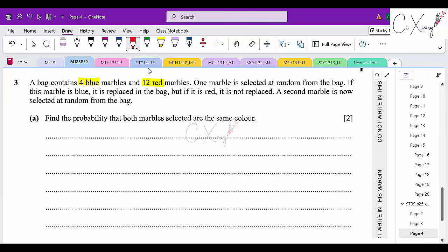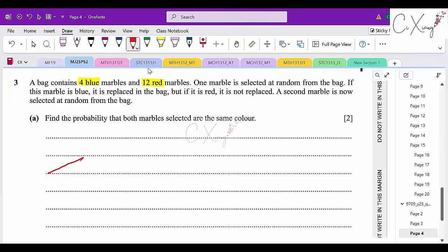For this question, if you want, you can just use your imagination to imagine what happens when you are taking the first and also the second marble out. But if you want to be safe or more visualized, you can draw a table or a tree diagram to help you. Let's have a look.